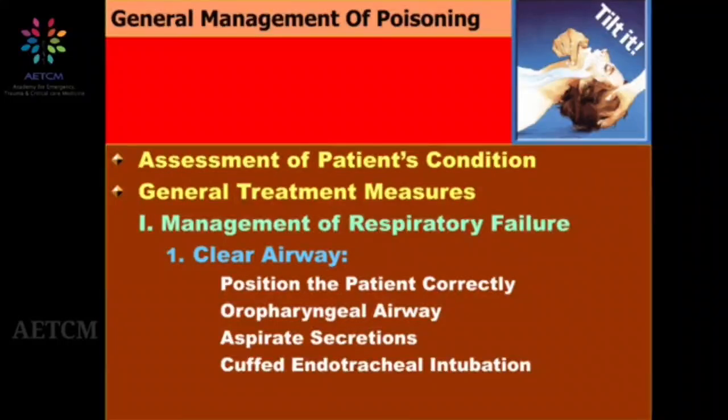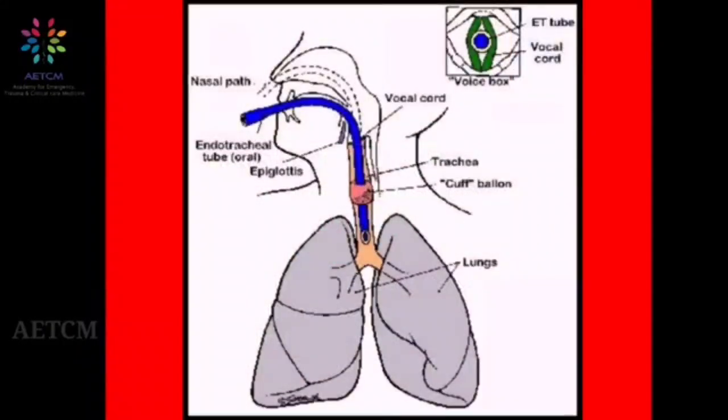So you position the patient correctly. You can use adjuvants like an oropharyngeal airway, which can aid in keeping the airway patent or open. If there is pooling of secretions, you can aspirate the secretions, and of course if the conscious level is low and the respiration is compromised, we move on to endotracheal intubation with a cuffed tube to secure the airway.